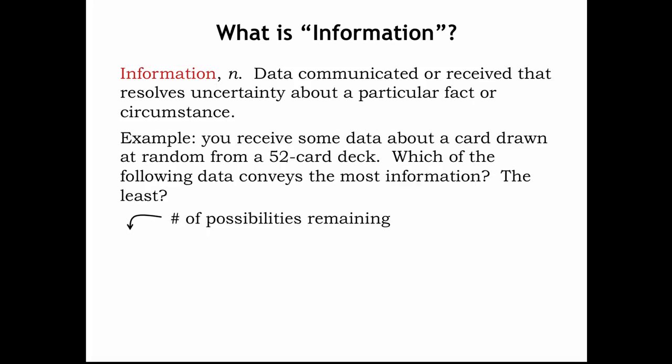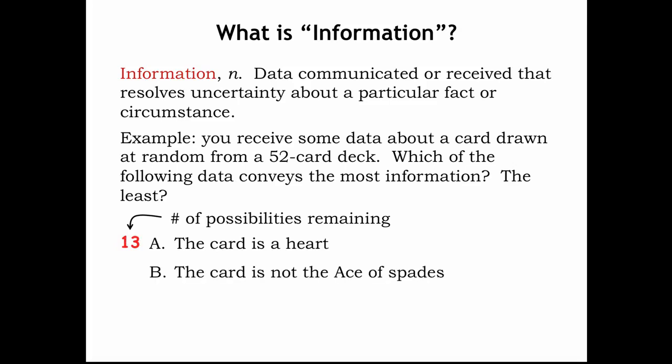Let's look at an example. A card has been chosen at random from a normal deck of 52 playing cards. Without any data about the chosen card, there are 52 possibilities for the type of the card. Now, suppose you receive one of the following pieces of data about the choice. A. You learn that the suit of the card is heart. This narrows the choice down to one of 13 cards. B. You learn instead the card is not the ace of spades. This still leaves 51 cards that it might be.